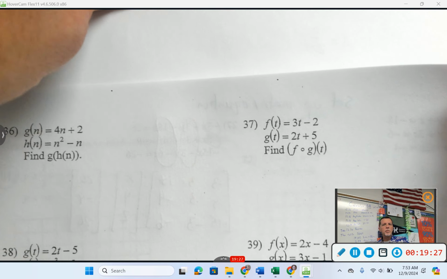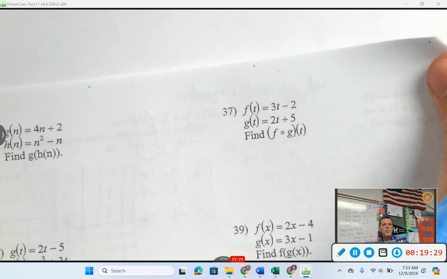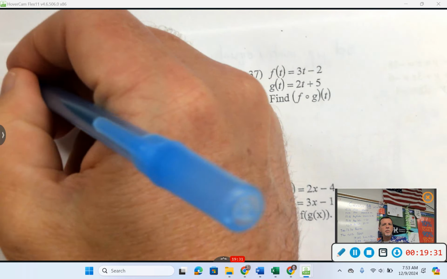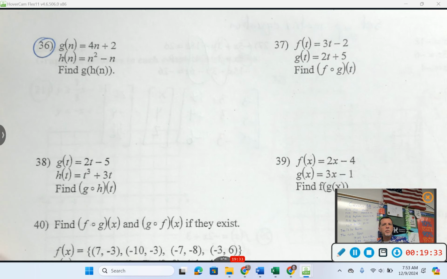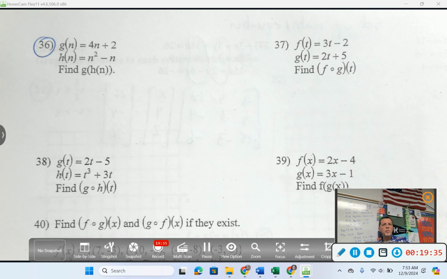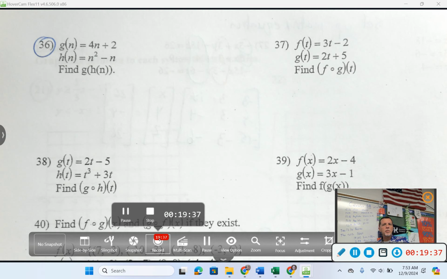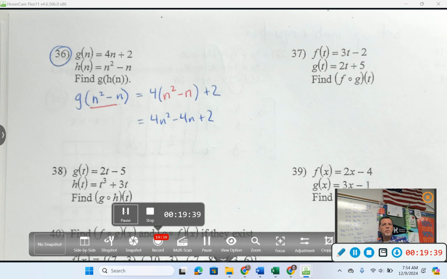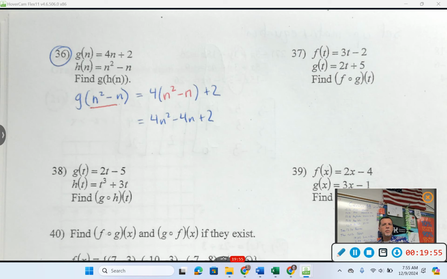Next page, more of the same. We got some F of stuff in there, or G of. Why don't you try 36? Enough me working problems. Let's let you work a problem. Try 36. So plug H into G. 37, 38, more practice. 39, more practice. Let's do 40, because, man, we just kind of glossed over 40 the last time.